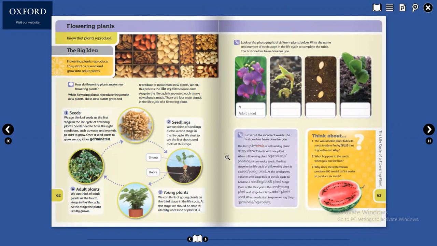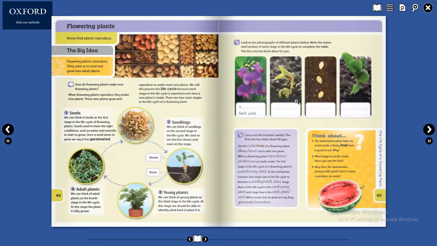So here you can see seeds, seedlings, young plant, and adult plant. These are four stages of the life cycle of a plant. Page 63, you can see four stages. Number four is written, which is adult plant. Okay.